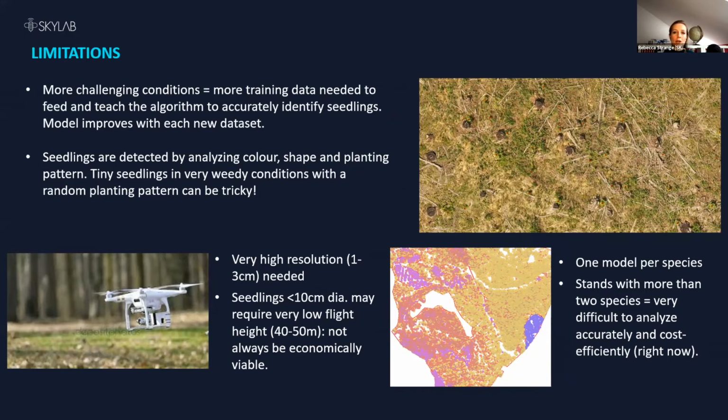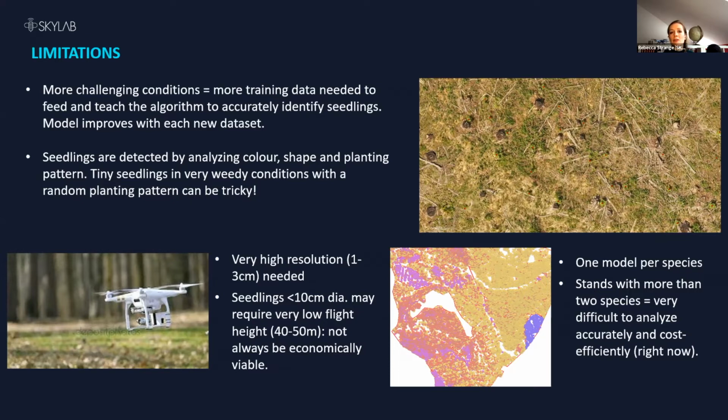And by high resolution, I mean 1 to 3 centimeters. So that's the ground sampling distance. And basically, the smaller the seedling, of course, the lower you need to fly to get that same resolution. So seedlings of less than about 10 centimeters in diameter are what we would consider very small. And you can see them if you fly really low, but then that low flight height that you need, that kind of 30, 40, 50 meters, may make it not so economically viable to do that kind of analysis.